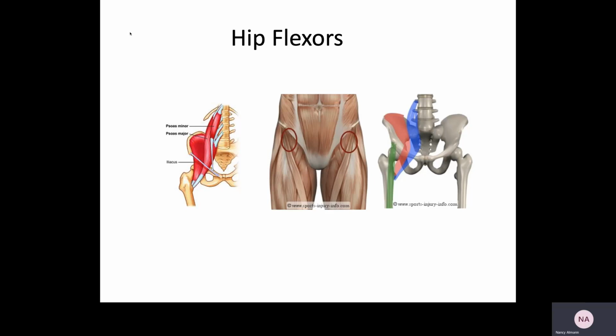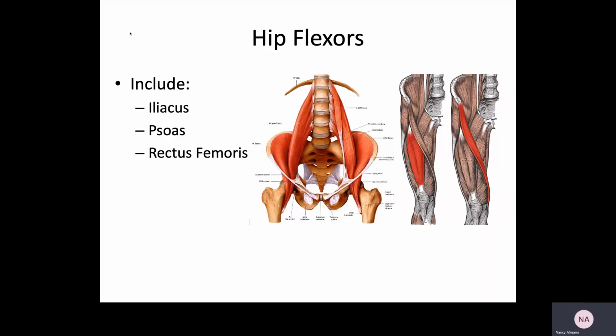If you take a look at the image on the far right of this picture, you will also see the green muscle that attaches from the ilium down along the femur. That is indicative of rectus femoris. So the quadriceps muscle will also flex the femoroacetabular joint. So iliacus, psoas, or iliopsoas, and rectus femoris of the quadriceps group are all considered hip flexors.